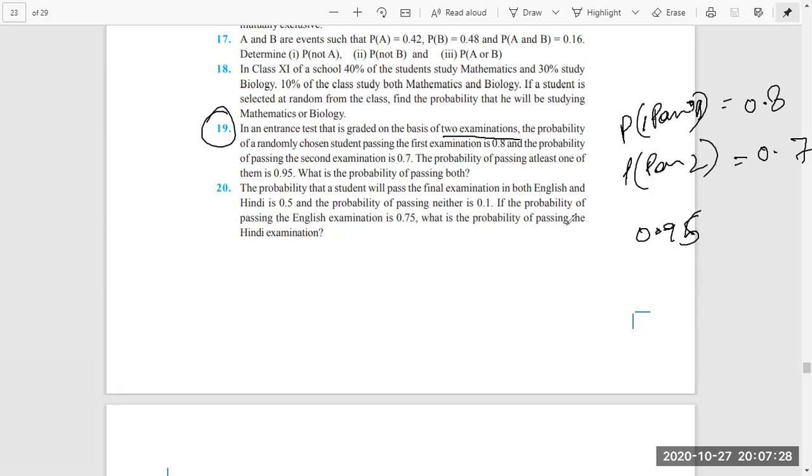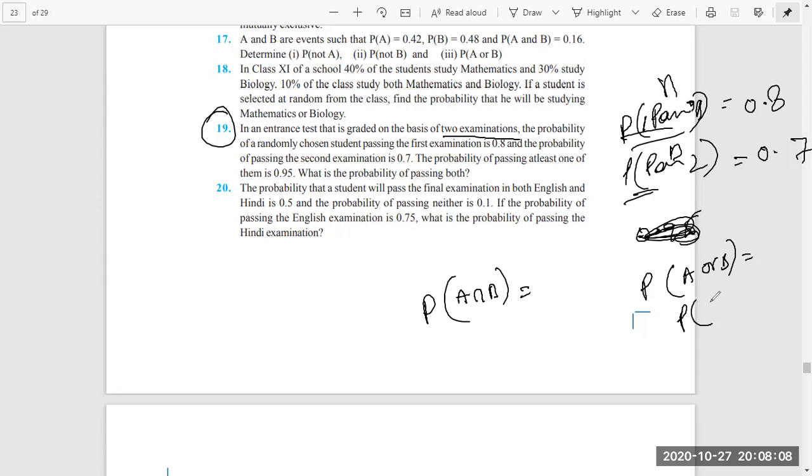At least one of them means... what is the probability of passing both? Both means probability of A passing intersection B passing. Both of them passing means it is the intersection they are asking. This is the probability of A passing, this is the probability of B passing. They are asking A intersection B, and they gave you at least one of them passing, which means either A is passing or B is passing.